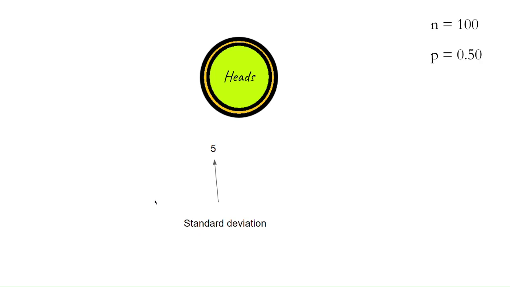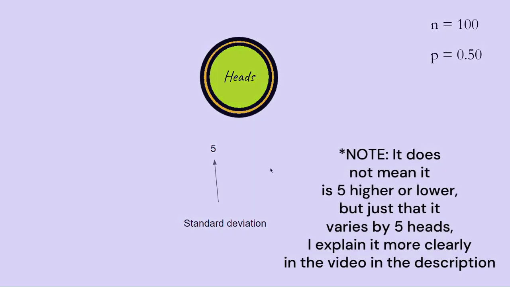If you want to know more about standard deviation, it's in the description. But what standard deviation basically is, is how much it's likely to vary. From our previous mean, we found out that you might most likely get 50. If you have 100 trials, there's a high chance that you get 50 of them as heads, but there's a chance that it'll be 5 higher or 5 lower, because that's the point of the standard deviation. It shows how much it might vary. So 5 is the standard deviation.